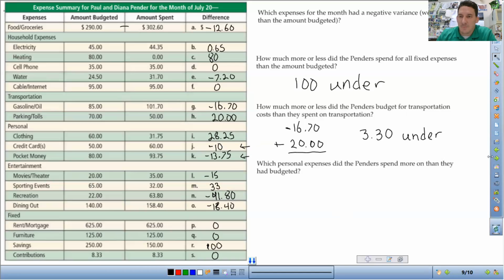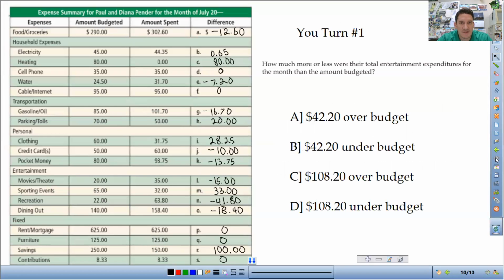One last problem. Let's see if you can figure it out. You can pause the video and see if you can work this out, but I'll go ahead and work it out now. How much more or less were total entertainment expenditures for the month than they budgeted? So we go to entertainment. We need to add up all these values.